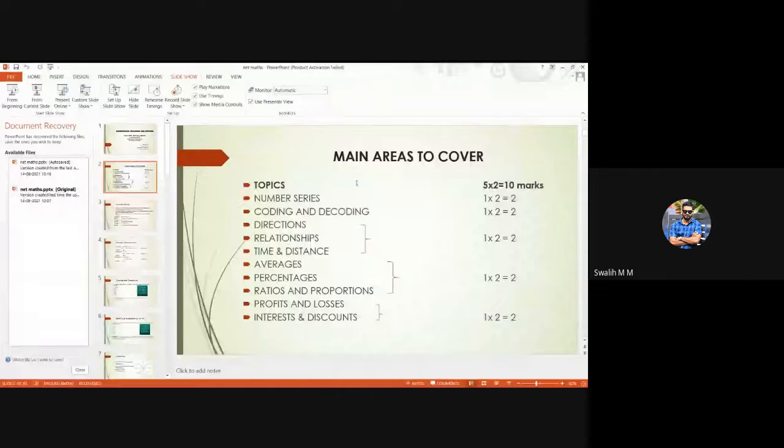If we see the previous year question formats and the syllabus they have given, we generally find that there are 5 questions in this whole topic. Of those 5 questions, what we see repeatedly is that we get 1 question most definitely from number series, and likewise from coding and decoding. Of the remaining 3 questions, you probably get 1 question from these 3 topics: directions, relationship, time and distance.